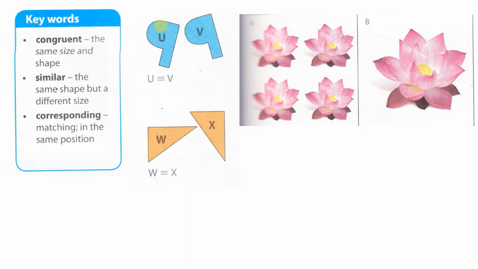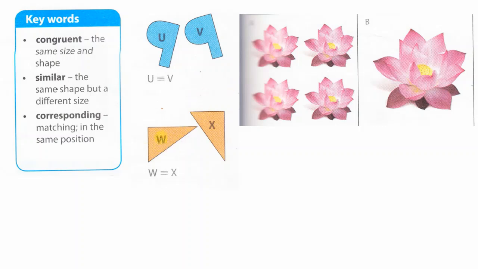So, for example, if we look at these two blue notes, they have the same shape and the same size, and for congruency we use an equal sign with an additional horizontal line, so it's 3 horizontal lines. So therefore U is congruent to V. Also, if you look at these 4 flowers, they have exactly the same shape and they are of the same size, so they are also congruent.